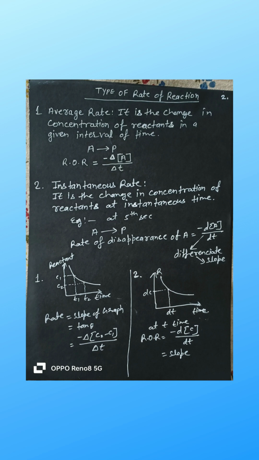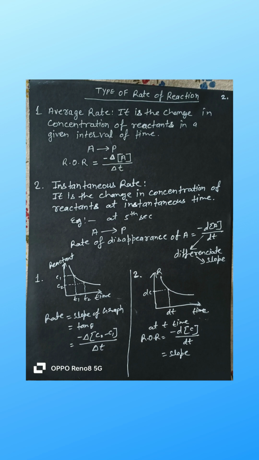Graph 1, average rate. In the first graph, two times are taken, T1 and T2. At T1, concentration is higher. At T2, concentration is less. Now these 2 points are joined by a straight line. This line cuts the curve. The slope of this line tells us how fast the reactant decreased between T1 and T2. This is called the average rate of reaction. That is, slope of the line joining 2 points equals average rate. This is also called change in concentration divided by change in time.